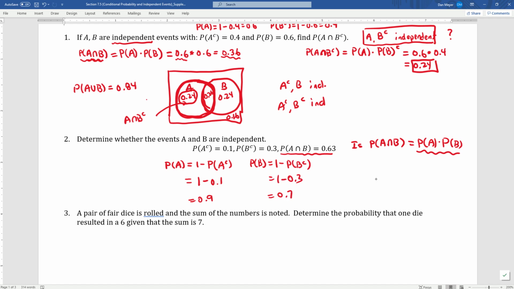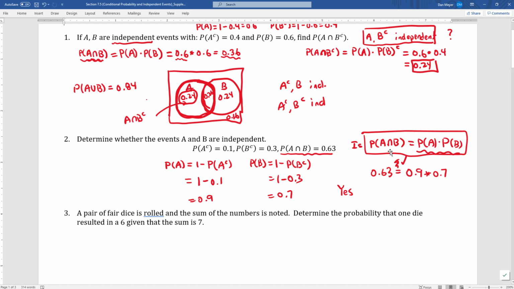On the left-hand side, the problem told us that the probability of A intersect B is 0.63. And the question is, is that equal to 0.9 times 0.7? Yes, it is. All right, so yes, we use this test for independence to verify that A and B are independent in this case.